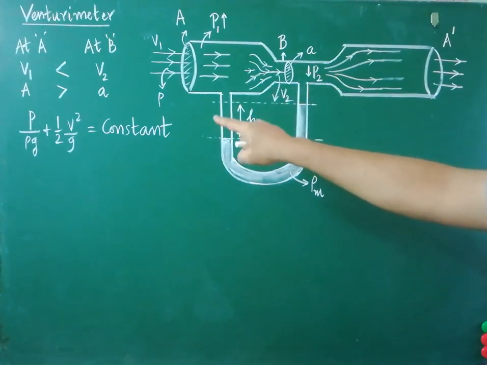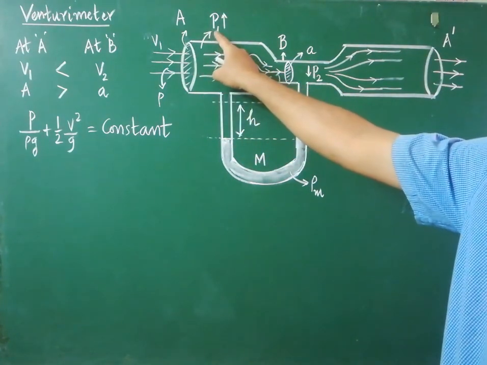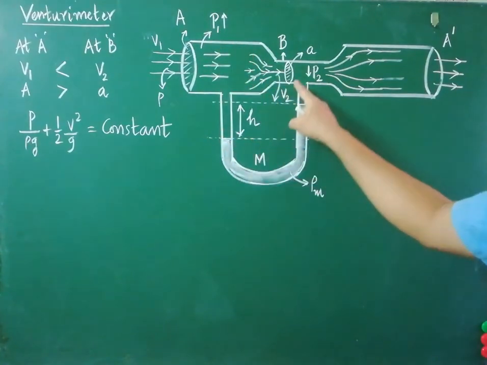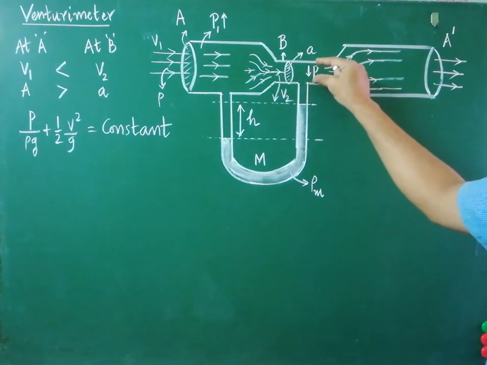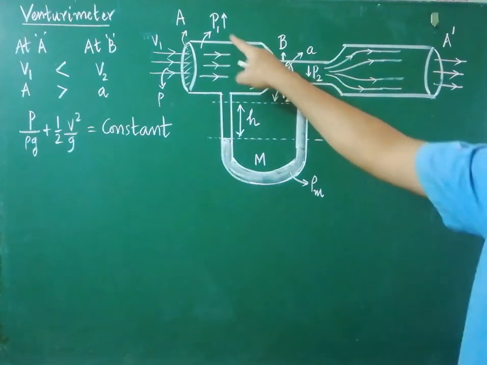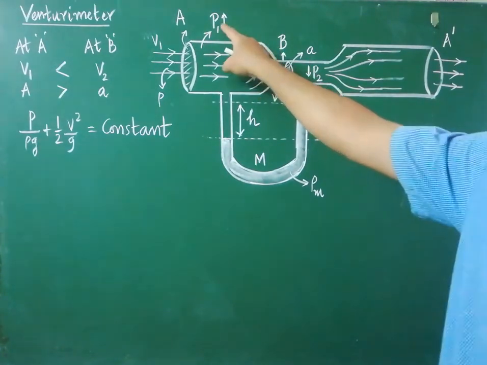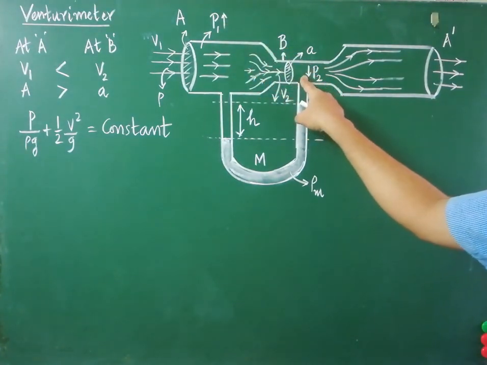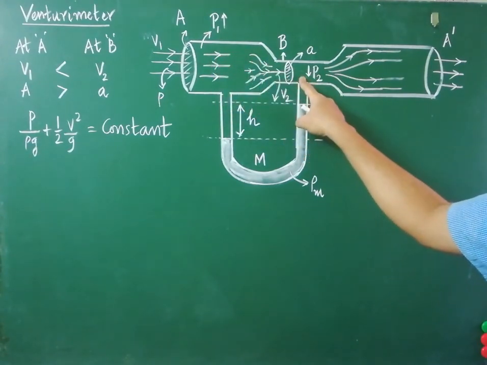When the liquid enters here, the pressure of the liquid is taken as P1. When it comes through the narrower portion, the pressure is decreased. Here the pressure is more, here the pressure is less. The difference in pressure is called del P.